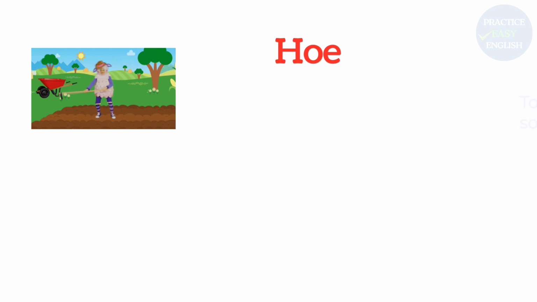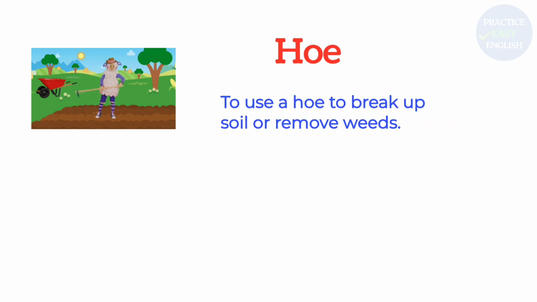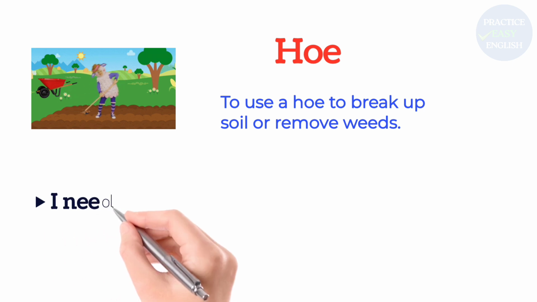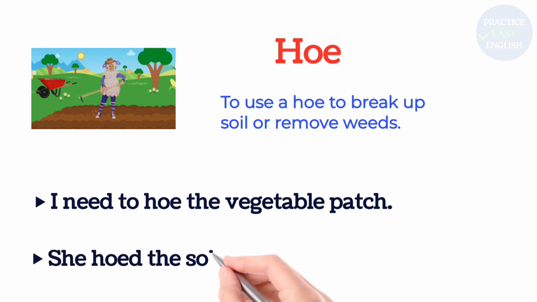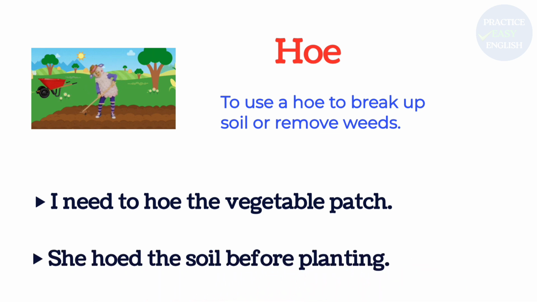Hoe. To use a hoe to break up soil or remove weeds. I need to hoe the vegetable patch. She hoed the soil before planting.